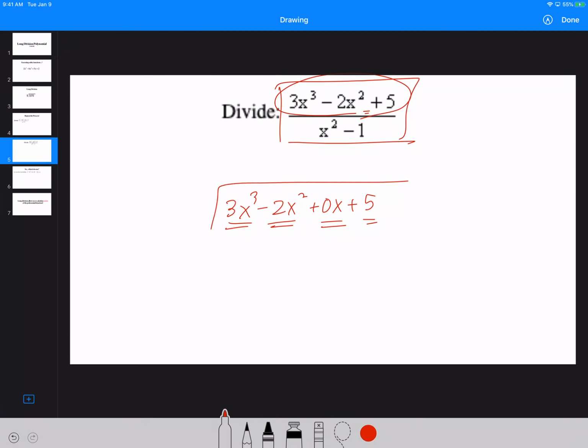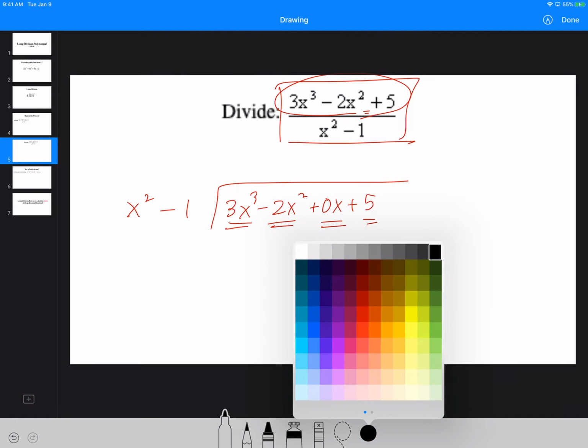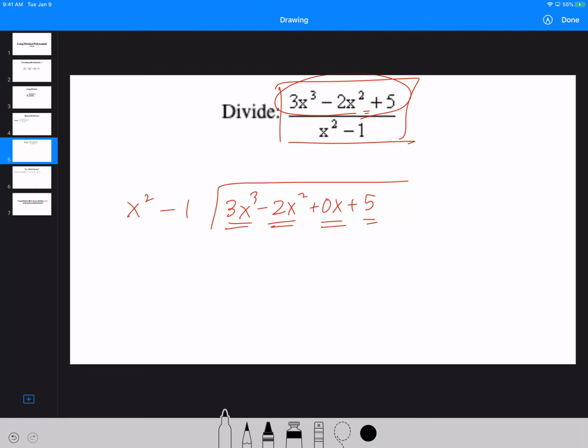And you're going to put that divisor over x squared minus 1. Now you can practice doing it on your own. You can pause the video and then check to see if your answer is correct.